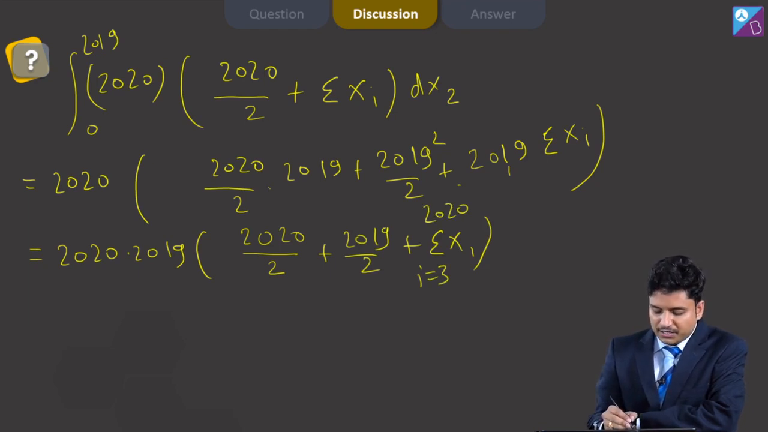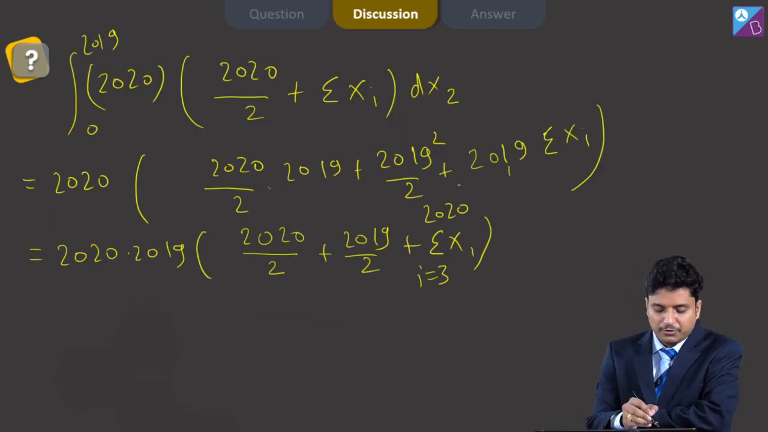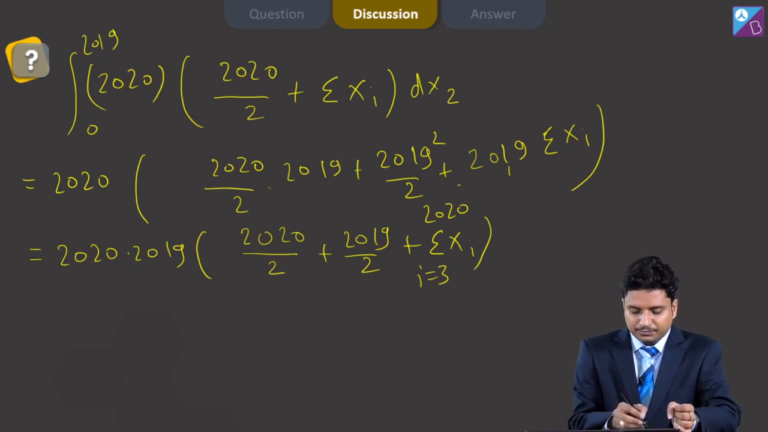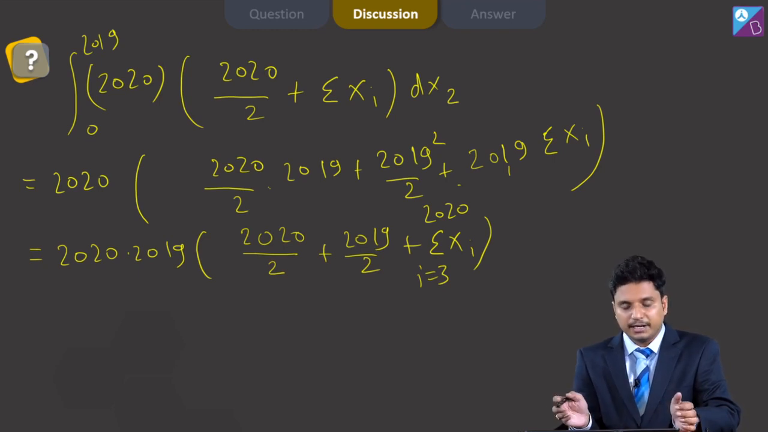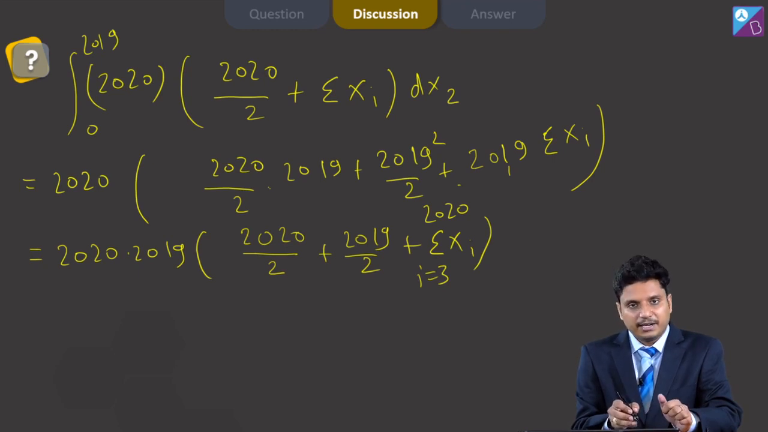So you can see what happens. First we integrated the last term, which was present the most inside of all the brackets, with respect to x1. We got 2020, and here 2020 by 2 plus the summation of xi, which was varying from 2 to 2020. Now when we integrated it one more time, we actually got 2020 into 2019, and here 2020 by 2 is present, 2019 by 2 is present, and now i is equal to 3 to 2020. So what will be the value if we keep on doing this up to x2020? This 2020, then 2019, then the next term will be 2018 and so on.